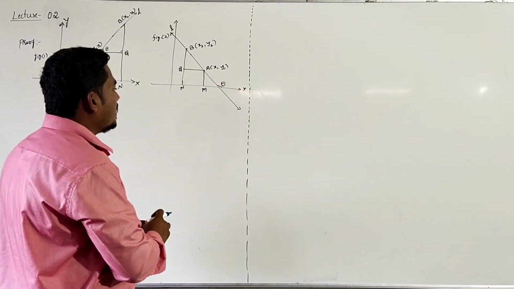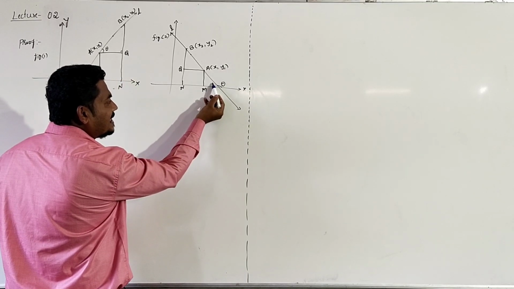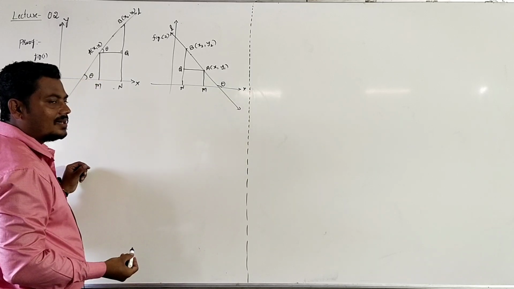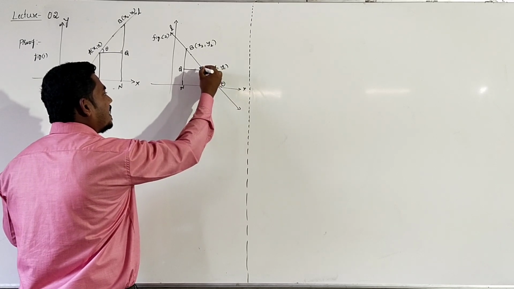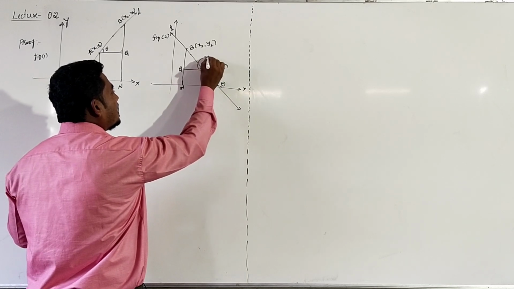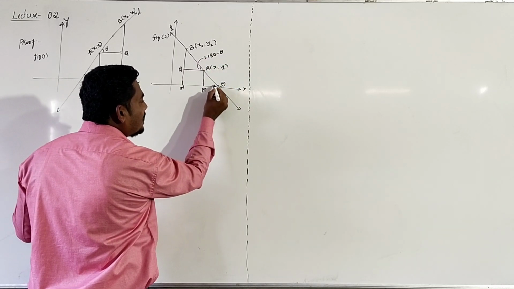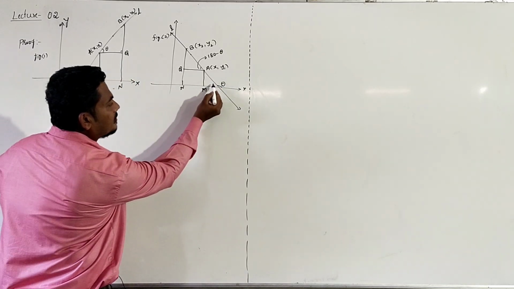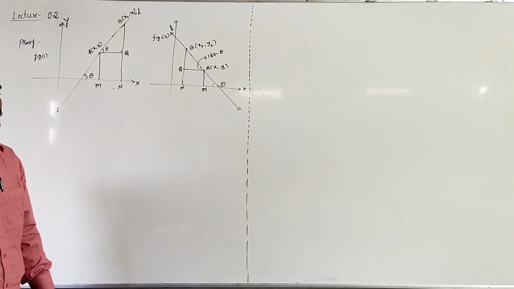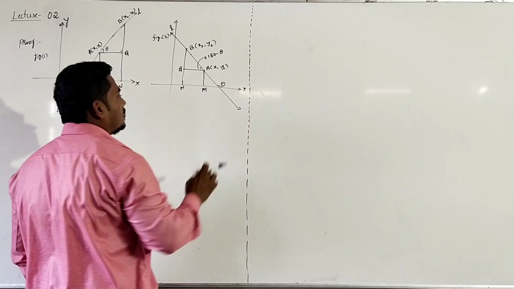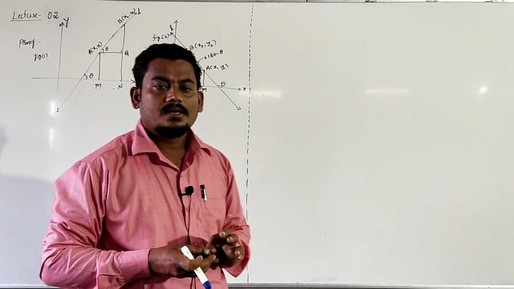If this angle is theta, then what about this angle? Clearly it is 180 minus theta, right? This is 180 minus theta, means this angle is also 180 minus theta, right? This angle is clearly 180 degrees minus theta.